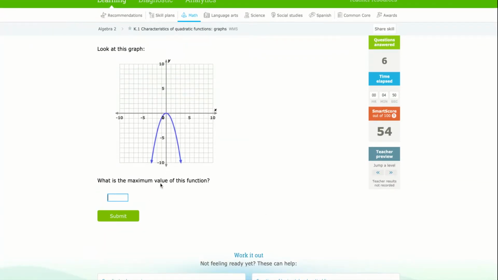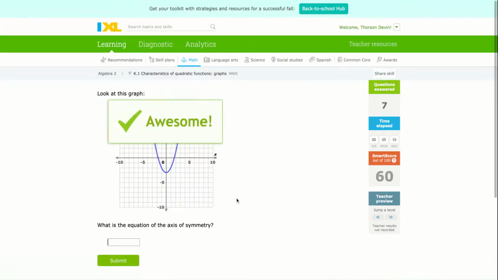Here, what is the maximum? Again, I already talked about maximum. As long as it's open down, it has a maximum. It doesn't have a minimum, but it does have a maximum. And when they're asking for the maximum value of the function, that's the output. It's the y value right here. So the output for that vertex is 0.